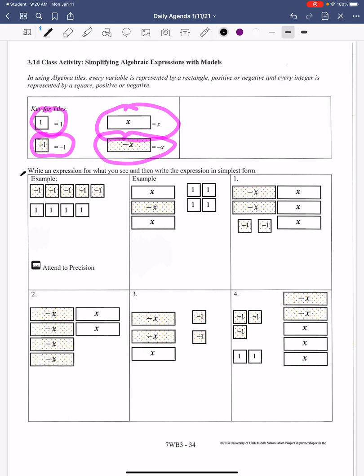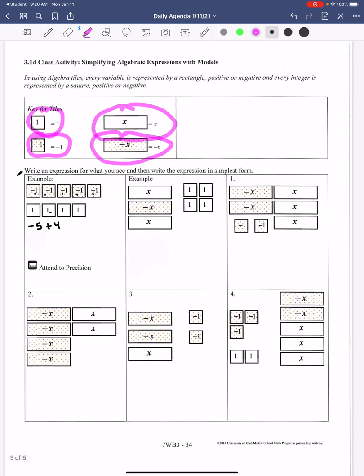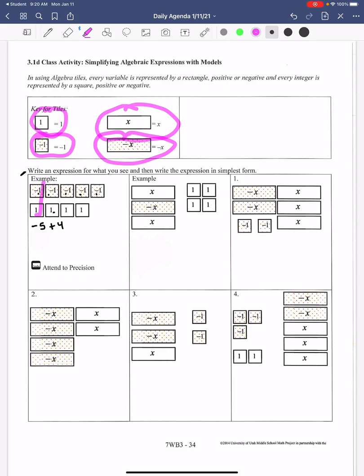So what we see here is -5, and we're adding that to 4. When we combine those to get them in simplest form, we can do it the same way that we did modeling with integers. So we can just cancel off the ones that cancel out, and we are left with -1. That would be our expression in simplest form.